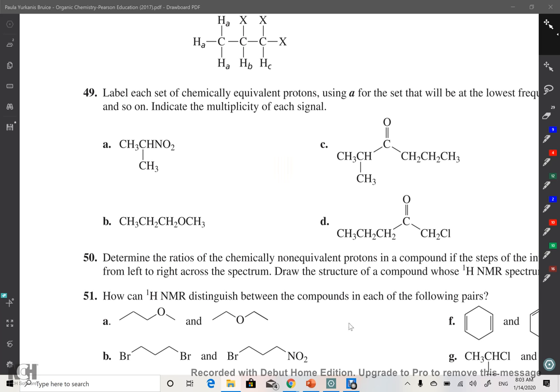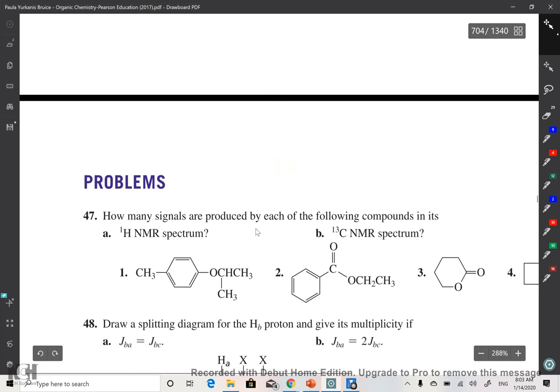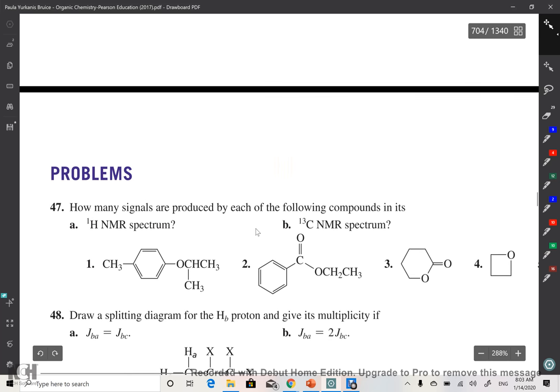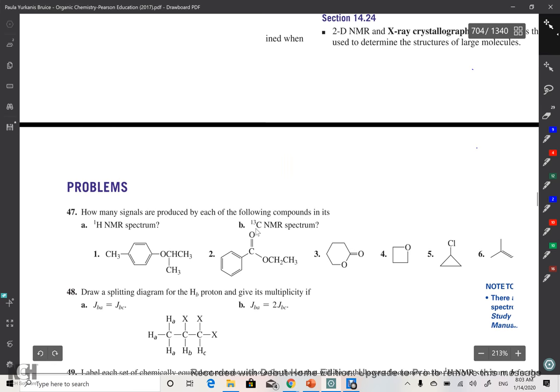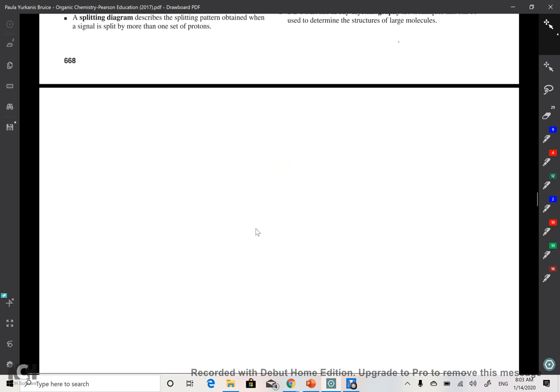Okay, guys, I will put up this problem. I want you guys to do it. Just provide a solution to this. Number 47. Let me know what you think about number 47. Oops.